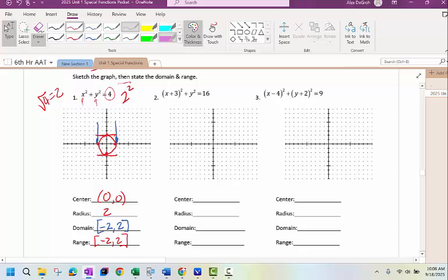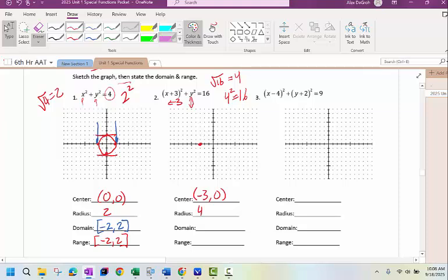So our second one, the +3 would make us go left 3. So put our center at -3. And then there is no up or down, right? So just left 3. So -3, 0. And then our radius is going to be the square root of 16 or 4, because 4 squared is 16.